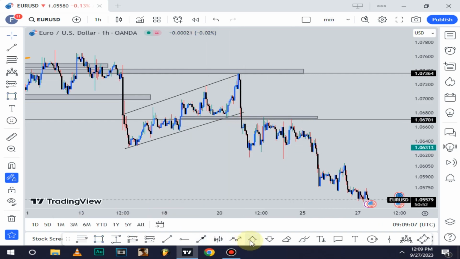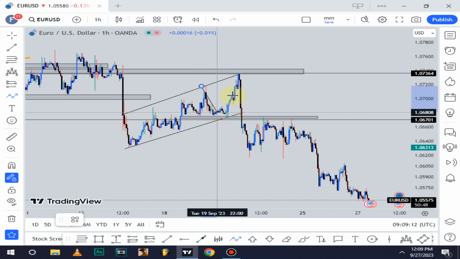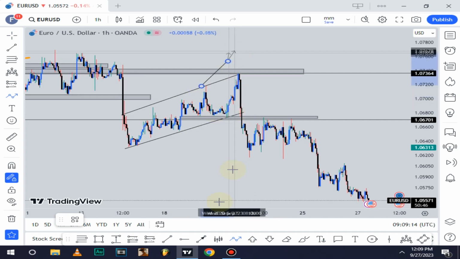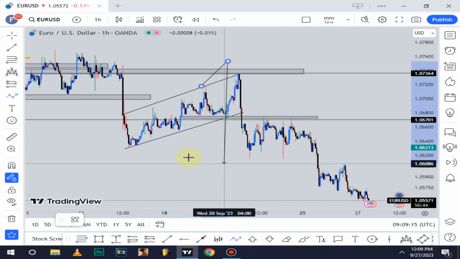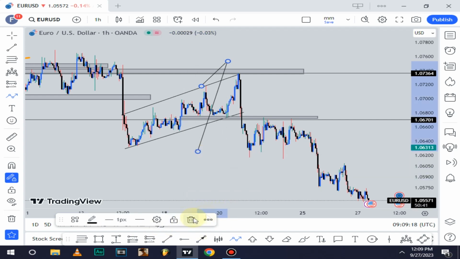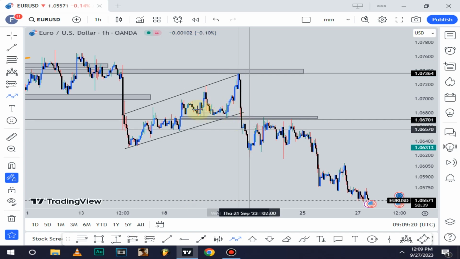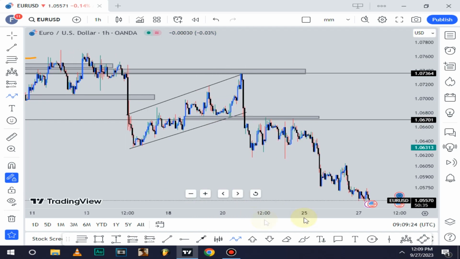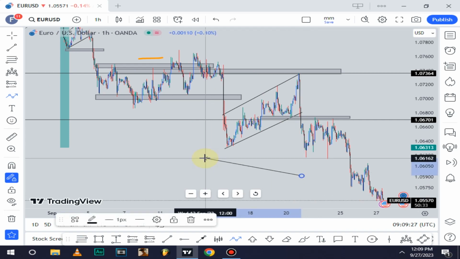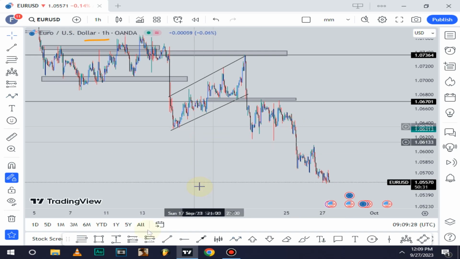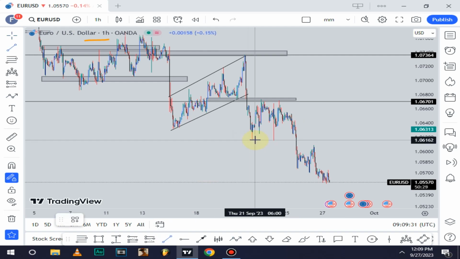I don't know if we should call this a reversal structure, but I don't like that because I usually like clear reversal structures in order to avoid fakeouts. So probably I would not have taken this entry when the market broke. And let's see what happened. The market continued going down. I could have looked for a position.